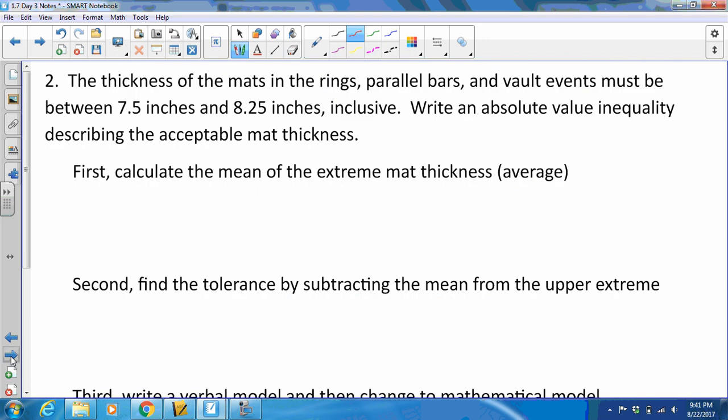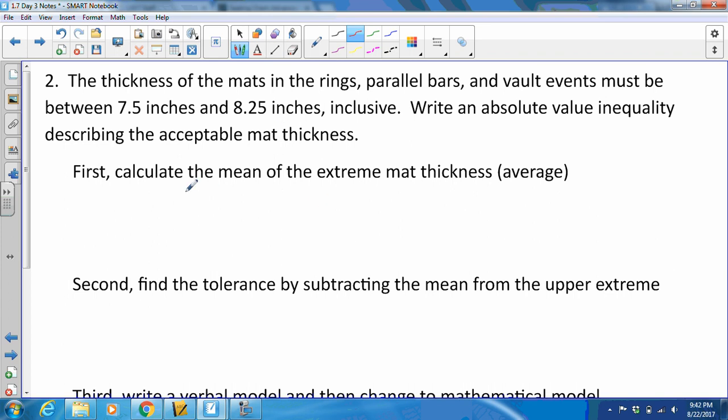Now, for our second one, we're actually going to do the opposite. There, they gave you what the tolerance is, the ideal weight. You just plugged it into the formula, and there we had to do a little bit extra by solving. In this case, we're going to do the reverse. They actually give you the answers, and now you have to create the absolute value inequality.